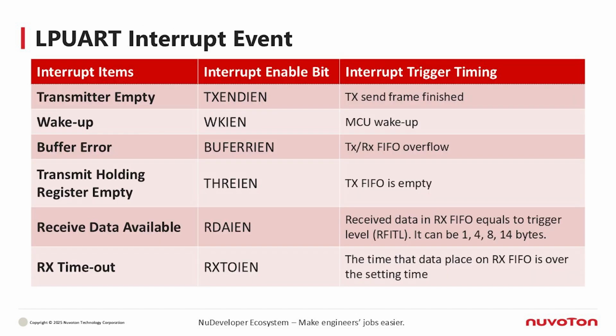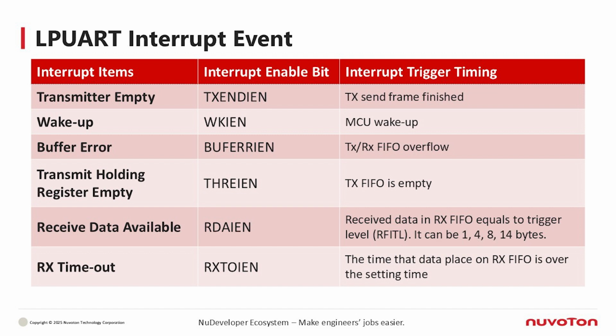The Low Power UART supports 10 different interrupt events. This table highlights some of the most important ones, along with the related registers and their trigger conditions. 1. Transmitter empty. This interrupt is triggered when the Low Power UART finishes sending a transmission packet. 2. Wake up. Used to wake up the MCU from low power modes. 3. Buffer error. Triggered when either the receive FIFO or transmit FIFO overflows.